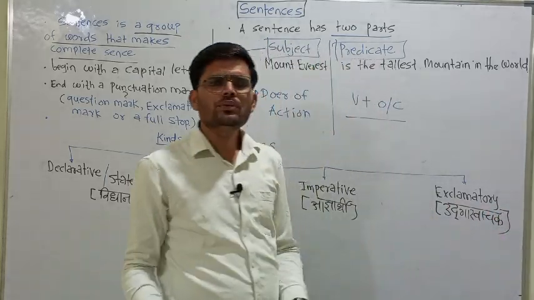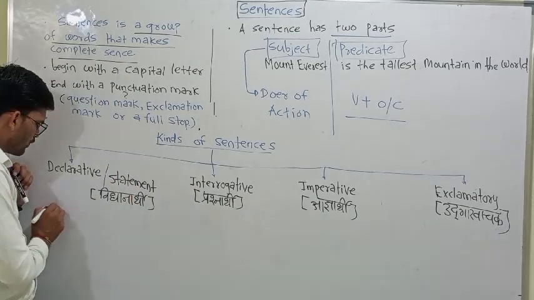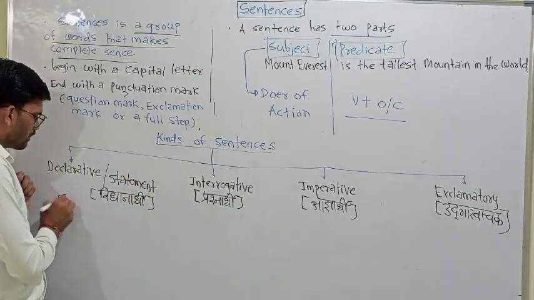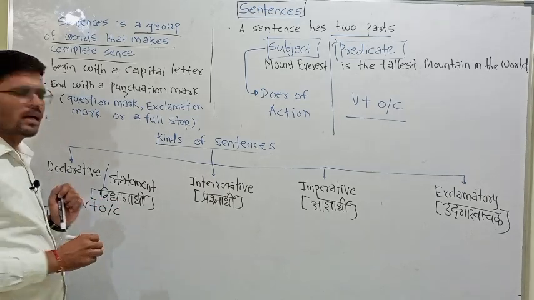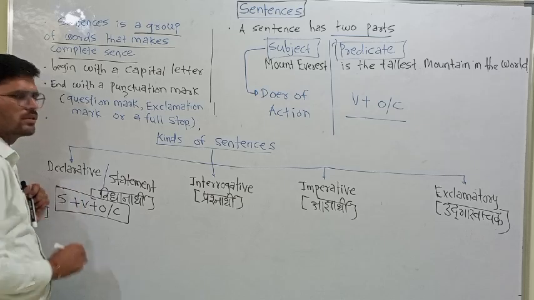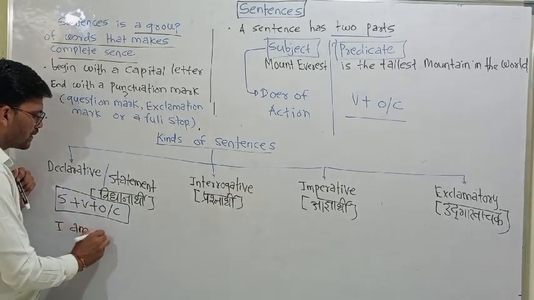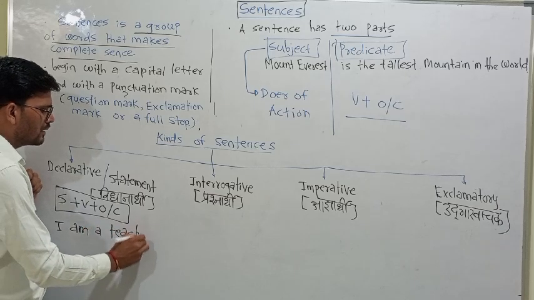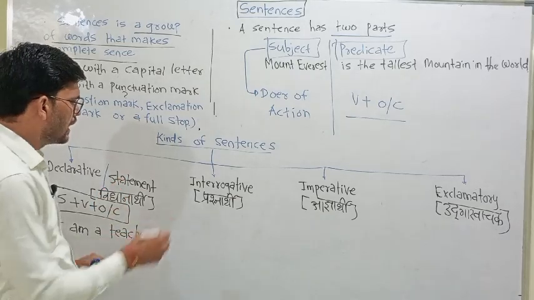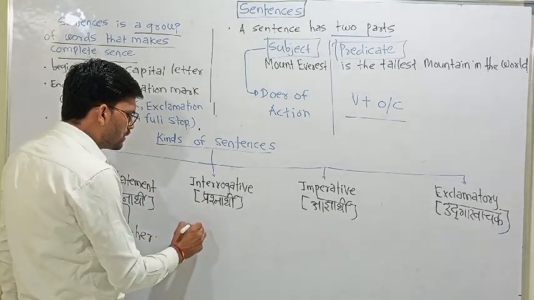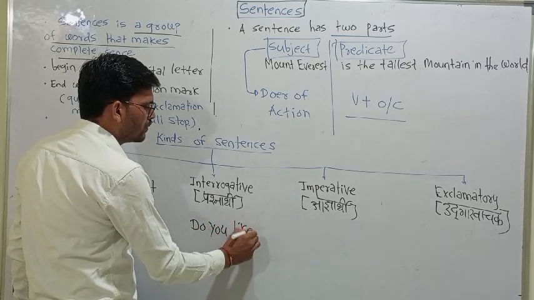Okay, so we are going to take some examples of the declarative sentence. A declarative sentence has, first of all, subject plus verb plus object or complement. That is the structure of a declarative sentence. We are going to take one example: I am a teacher. That is an example of a declarative or statement type of sentence. Okay, and for the interrogative sentence, we are going to take an example: Do you like tea?